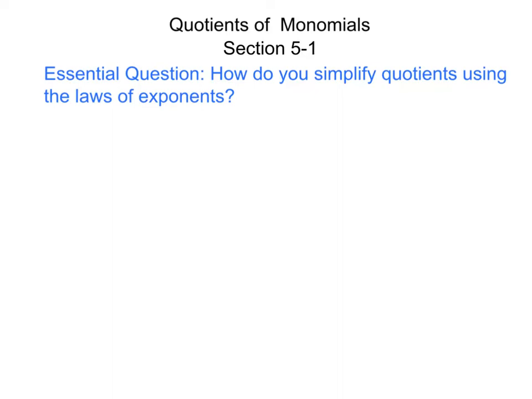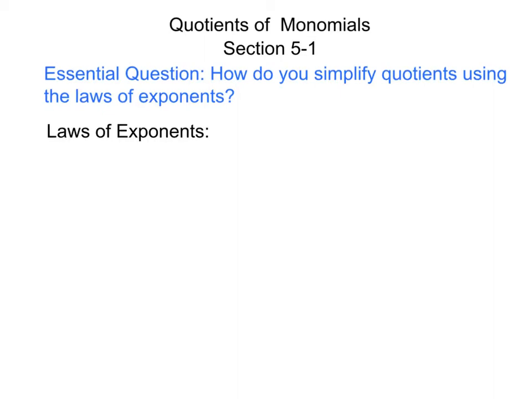Today we're going to be talking about quotients of monomials. This is section 5-1. This is the new chapter of rational expressions. And the essential question for this first section might be, how do you simplify quotients using the laws of exponents?